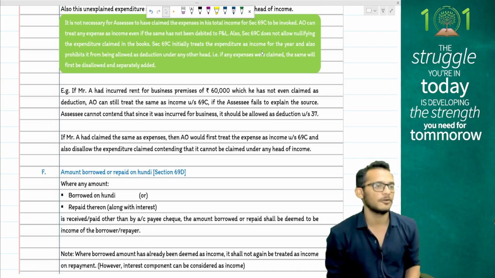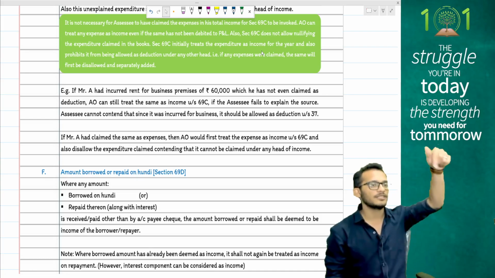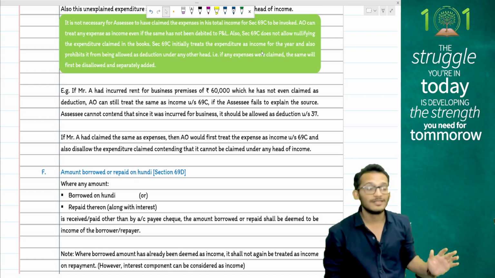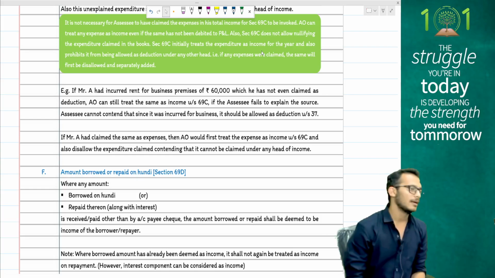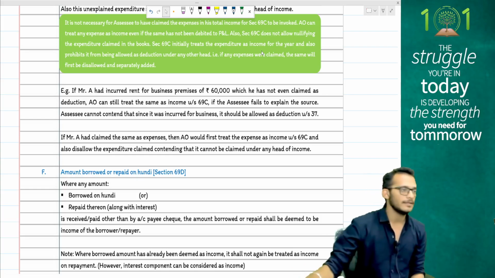Owner's sources can be in the form of a partner in a partnership firm or a shareholder in closely held companies, not in widely held companies, only closely held companies. Yes, sir.